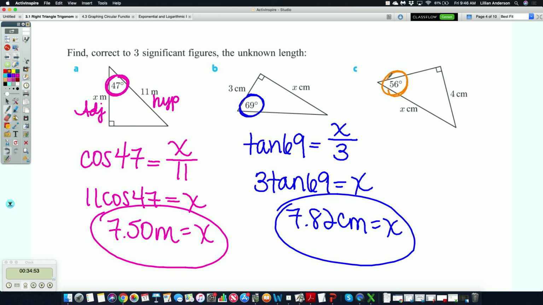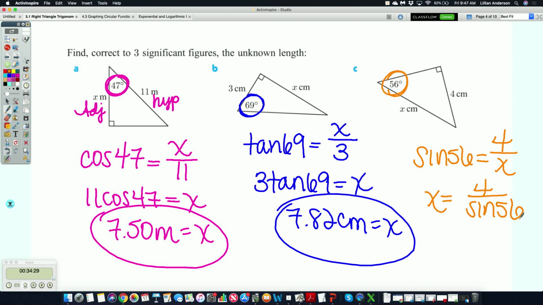C. What trig function? Sine. So it's going to be sine of 56 equals my opposite over my hypotenuse. Very good. Now this one's different from the pink and the blue because the variable is in the denominator. So when that happens, you're actually going to end up doing what to find x? So you're going to divide by the sine of 56. So 4 divided by the sine of 56 is going to give you your value for x, and x is going to equal 4.82. Y'all remember this? Yep.